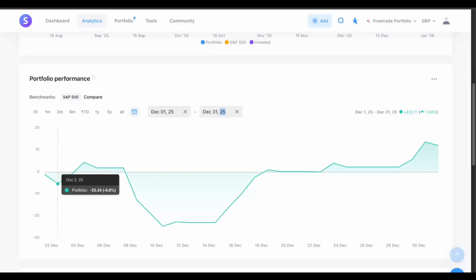And if we take a closer look at how the portfolio has performed over the last month, it's not done too badly, with it being up just over £12 or 1.04%. It's especially good to see this because halfway through the month, as you can see, I was actually down over 2% of the portfolio, being down close to £23.